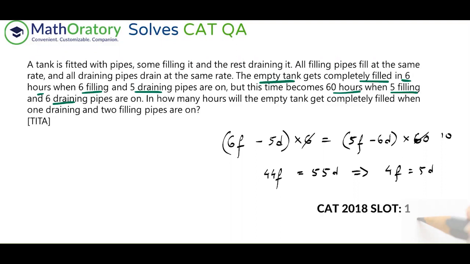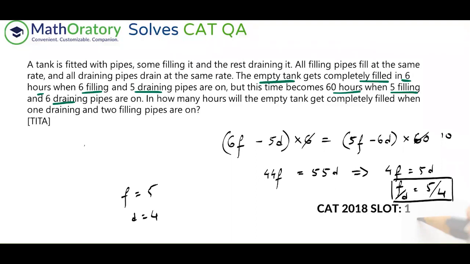But by the way, what are we looking for? One draining and two filling. So let's not overcomplicate stuff. So we have 4F equal to 5D. So let's do this. F by D is equal to 5 by 4. So what I'm going to do next is this adjustment. I've discussed this in our classes. So I'll just consider the F to be 5 and D to be 4.